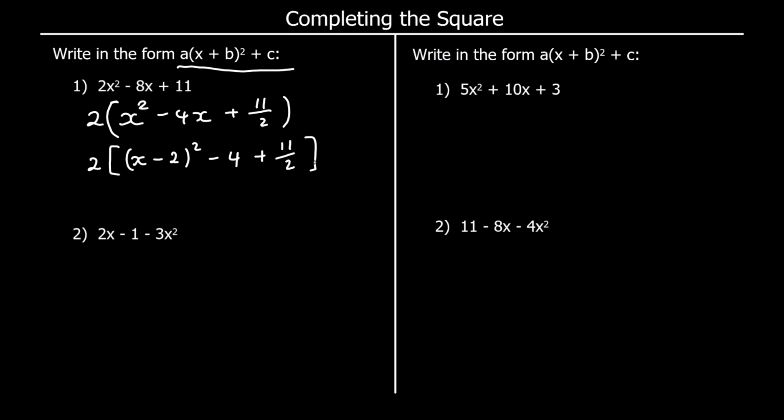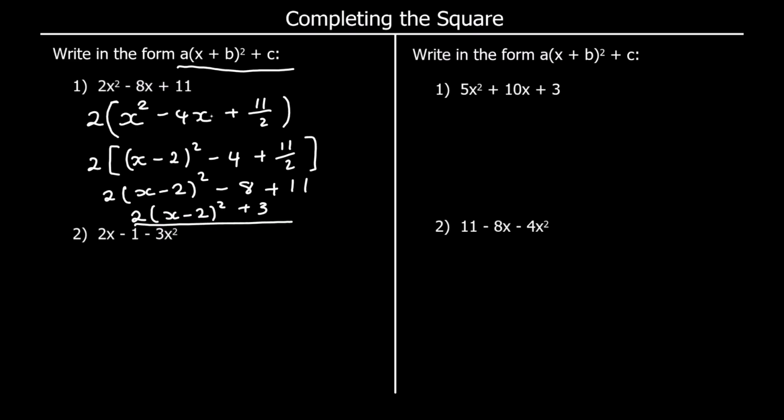I can now times through by 2. So I've got 3 terms here: 1, 2, 3. I'm going to double them all. So I've got 2 times x minus 2 squared minus 8 plus 11. And then I can work out minus 8 plus 11, which is 3. That's going to be 2 times x minus 2 squared plus 3. And that is equivalent to what I started with.